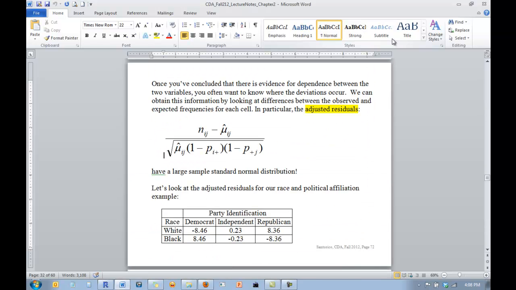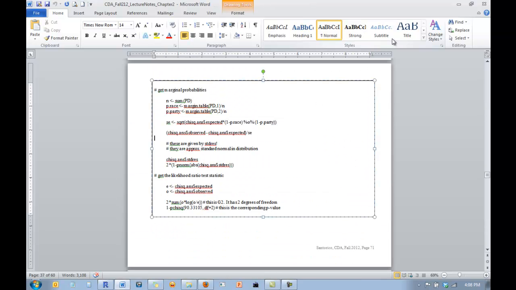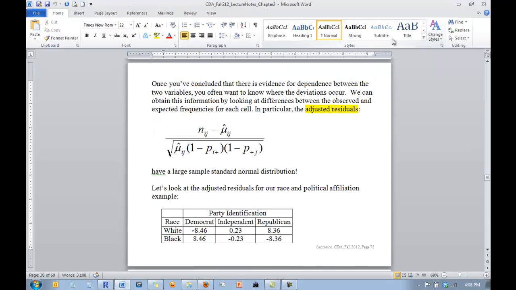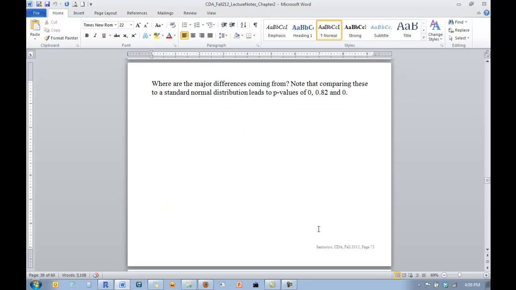So I went through here and talked about my likelihood ratio test. Here are our residuals. These are our adjusted residuals, and they adjust for our standard error. And then I just pulled the residuals off of my code and put them in the table to look at them for you. Noting, once I've computed my p-values, that these give us p-values of approximately 0 for the first and the latter column, and then 0.82.